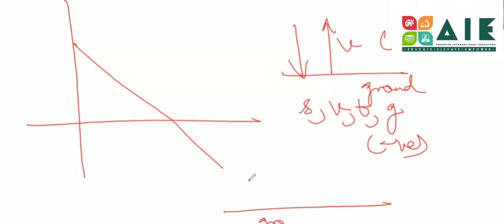This is my ground. My ball is going up. So displacement is positive. It is going up, so the height is up. What is velocity? Let's talk about the velocity part now.